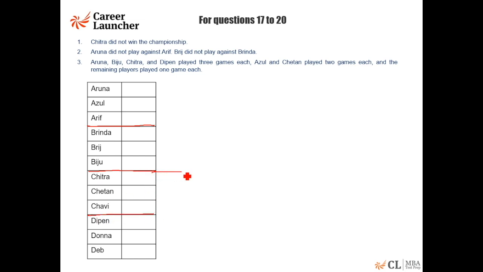Okay, let me make it this way. Chitra did not win the championship. Aruna did not play against Arif. And Biju did not play against Brinda.